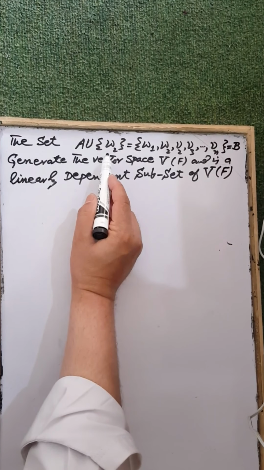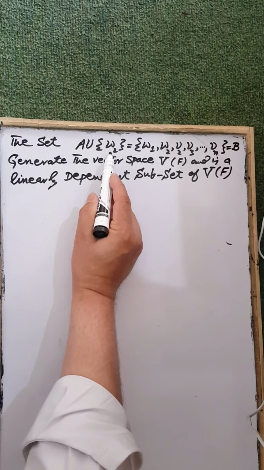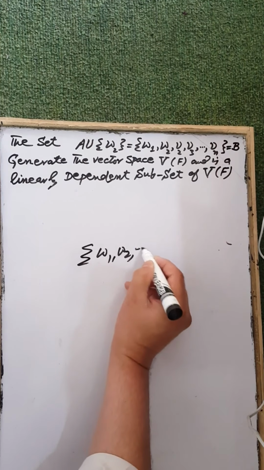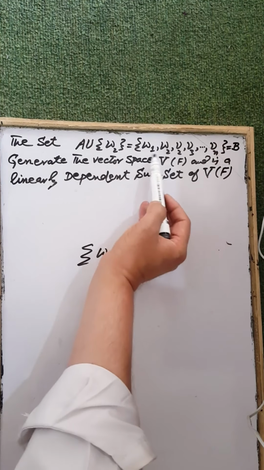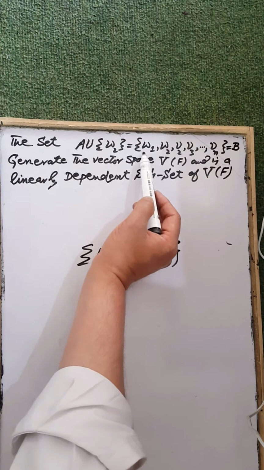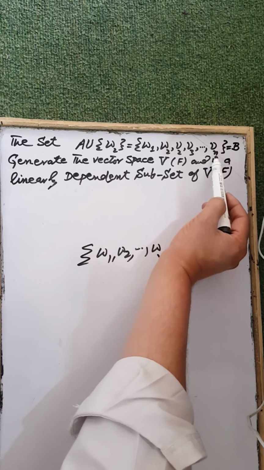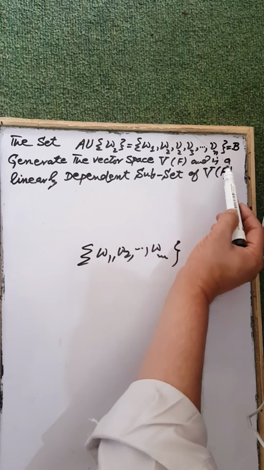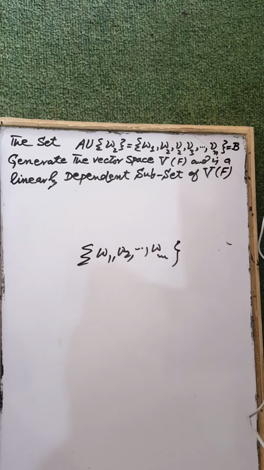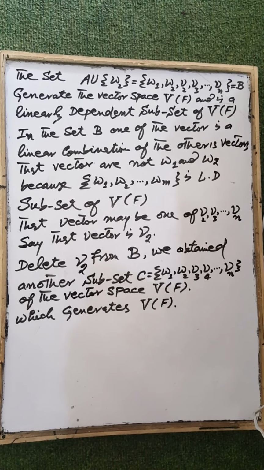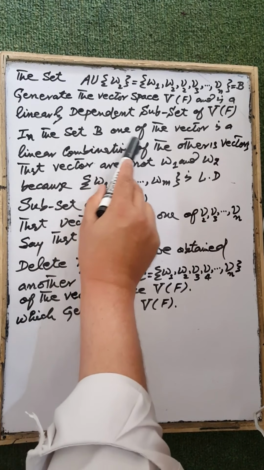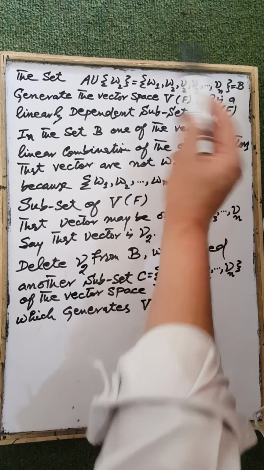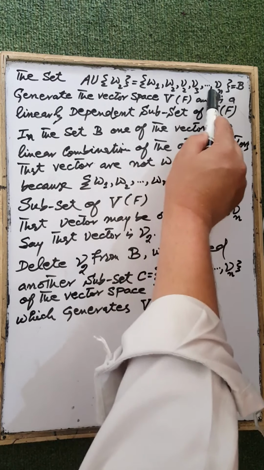The set A union the set consisting of W2. W2 is a vector from the second set, which is given in the hypothesis, that is, the set consisting of W1, W2 up to Wm. The new set consists of the elements W1, W2, V2, V3 up to Vn. This set is denoted by B. A also generates the vector space V over the field F and is a linearly dependent subset of V. In the set B, one of the vectors is a linear combination of the other vectors. This set B also generates the vector space V, and this set is linearly dependent.